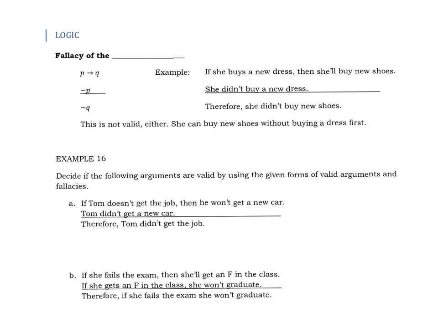Then we have the fallacy of the inverse. Same kind of idea. It's not logically equivalent to a conditional. So if P then Q, and we have not P, then we're saying it follows not Q. This is not valid either, so look at the example. If she buys a new dress, then she'll buy new shoes. She didn't buy new shoes, therefore she didn't buy a new dress. She could buy new shoes without buying a dress first.